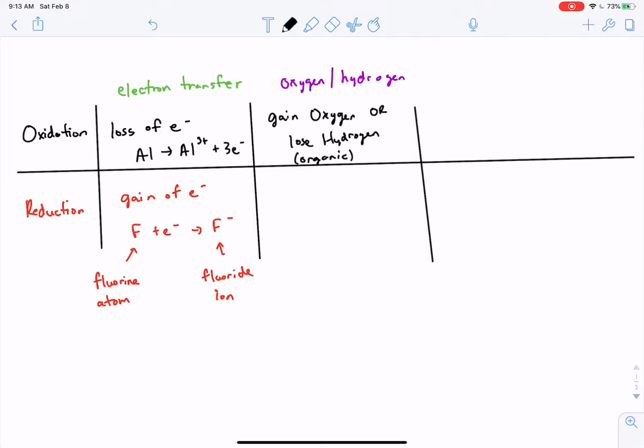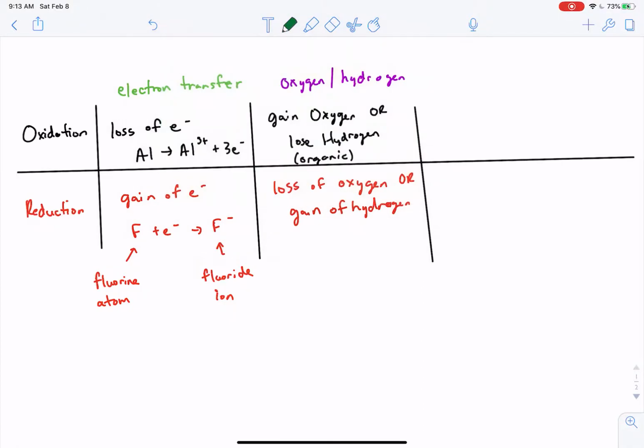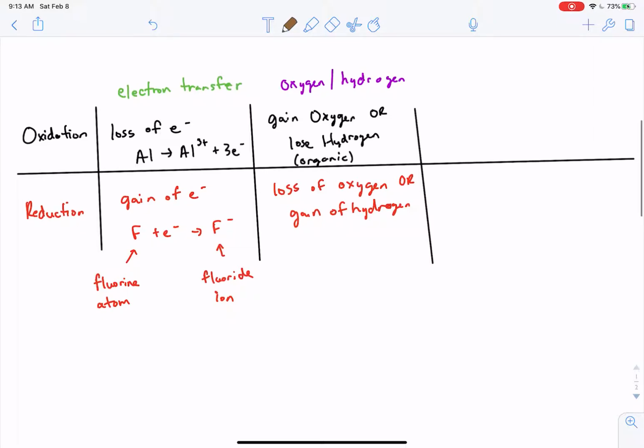And conversely, the reduction is the loss of oxygen or the gain of hydrogen. The last definition, which is the all-encompassing definition, the one that doesn't have any flaws per se, is our oxidation number definition. Okay, and we'll talk about how to calculate oxidation numbers in a little bit.